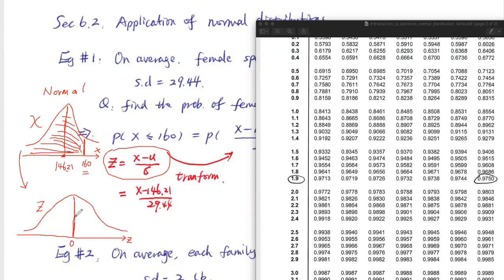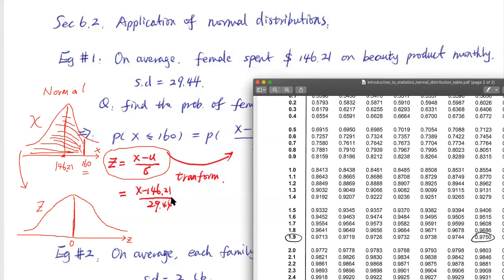So in other words, 146.21, from the graph intuitively, center to center, is that right? 146.21 should go to 0. You may wonder why. Let's check out the formula, everybody. Z is equal to X minus mu, where mu is the average. The average is given as 146.21, and then we divide by the standard deviation, 29.44. That's the formula we are applying.